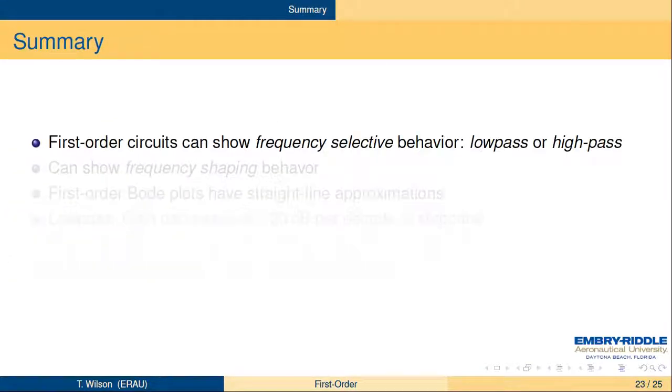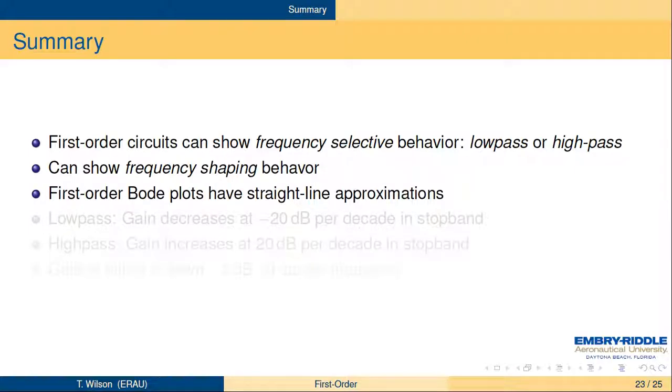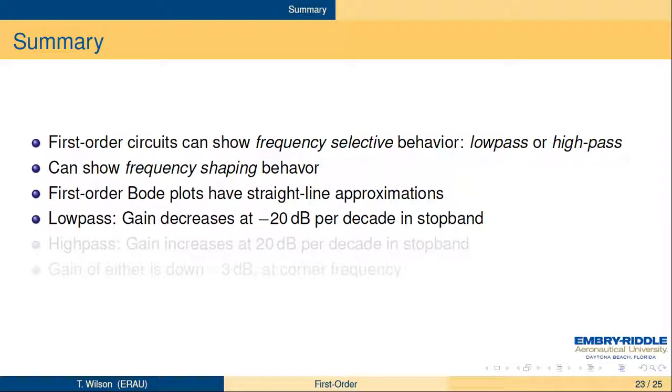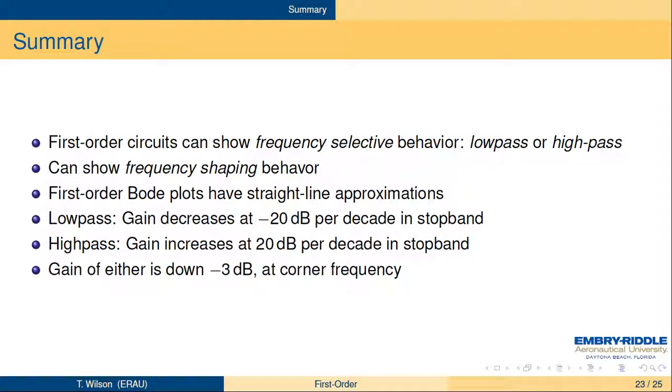So back to summarize, we've got frequency selective behavior, we've got frequency shaping behavior. We can approximate the Bode plot with straight lines, and we'll do more of that in the future. For the low pass behavior, the gain decreases at minus 20 dB per decade, and for high pass behavior, the gain increases at 20 dB per decade. And these are both in the stop band. And at the corner, the gain is minus 3 dB relative to the passband gain.